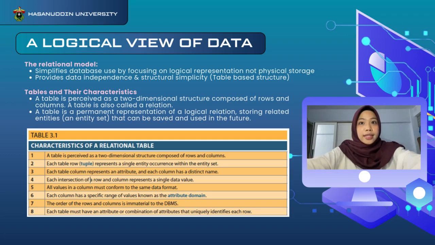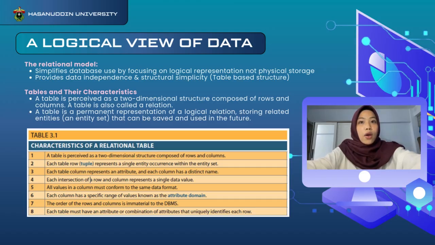The first one is that a table is perceived as a two-dimensional structure composed of rows and columns. The second is that each table row, or tuple, represents a single entity occurrence within the entity set. The third is that each table column represents an attribute and each column has a distinct name. The fourth is that each intersection of a row and column represents a single data value.